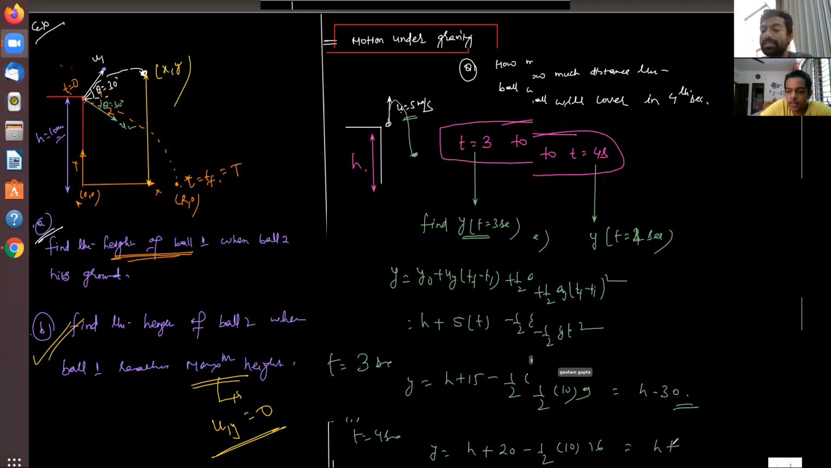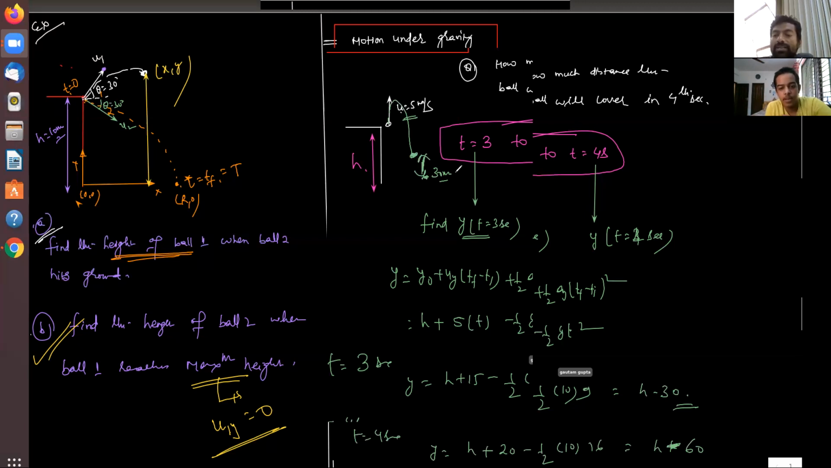h minus 60. So basically, this is your h minus 30, this is h minus 60. So this difference is 60 minus 30, so 30 meter. So this is the 30 meter, it has traveled 30 meter downward in the 4th second. Is that clear? So no need to worry about any question.